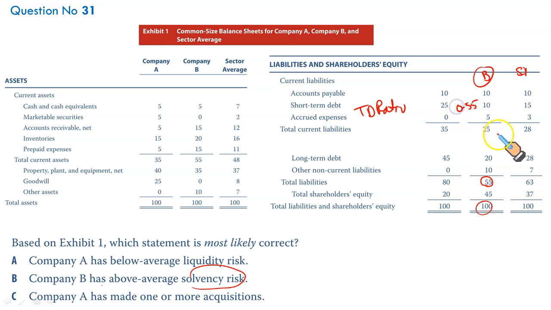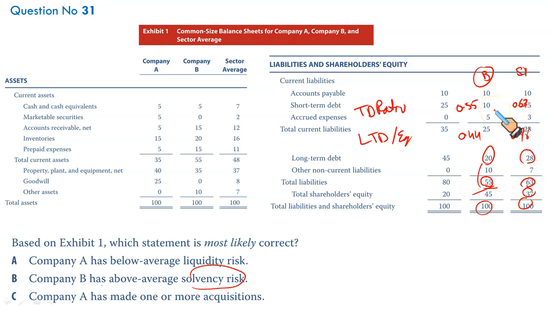0.55 for B. And for the sector average, it is going to be 63 by 100, so 63 by 100 will give you 0.63. Next, we'll use the long-term debt to equity ratio. For company B, it is going to be 20 by 45. This is your long-term debt, 20 by 45, which will give you 0.44. And for the sector average, it's going to be 28 divided by 37, long-term debt to equity. So it will give you 0.76.